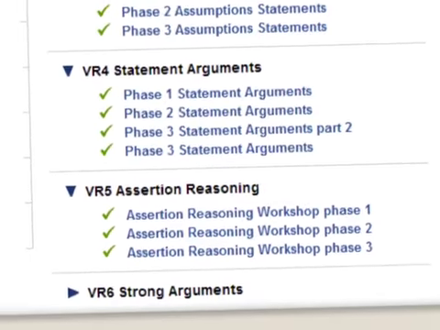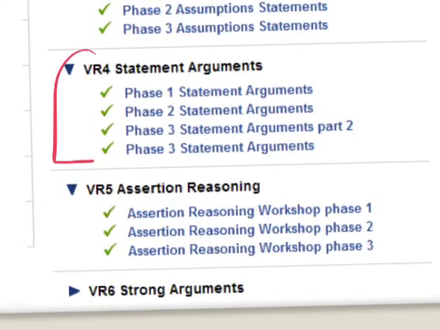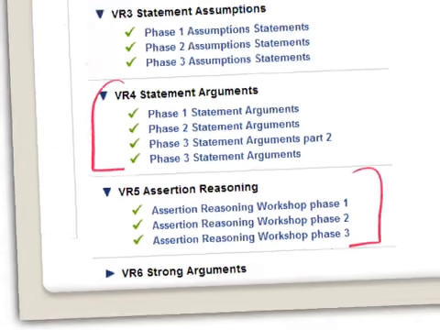Statement assumption, phase 1, phase 2, phase 3. Statement argument, phase 1, phase 2, phase 3. Assertion reasoning phase. So like this, all the topics have phase 1, phase 2, phase 3.